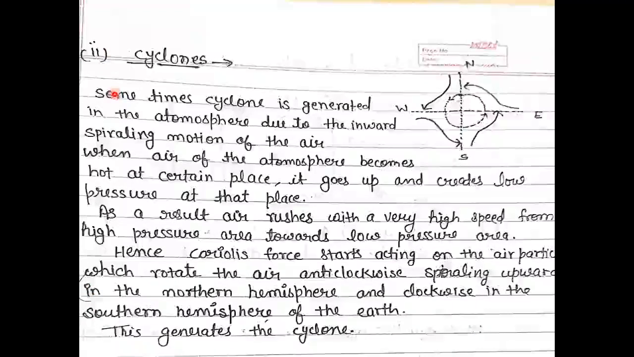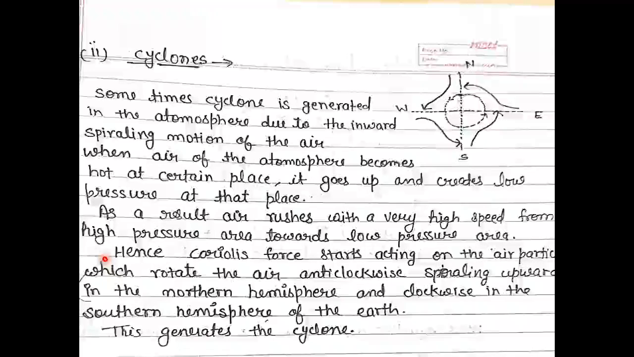Cyclones. Sometimes a cyclone is generated in the atmosphere due to the inward spiraling motion of the air. When air of the atmosphere becomes hot at a certain place, it goes up and creates low pressure at that place. As a result, air rushes with a very high speed from a high pressure area towards a low pressure area.